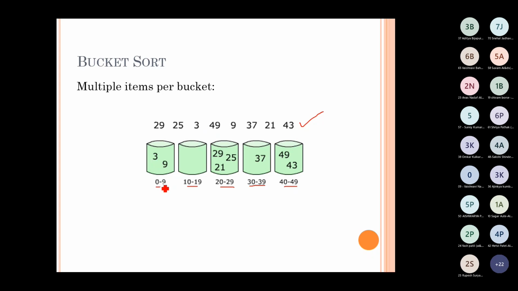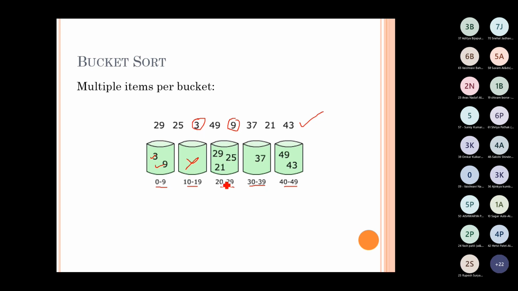So you can observe below 9, 0 to 9, which elements are there? 3 is there and 9 is there. These two elements are placed here. This is one and this is another. Okay. Then are there elements from 10 to 19 in this array? No. So this bucket is empty.